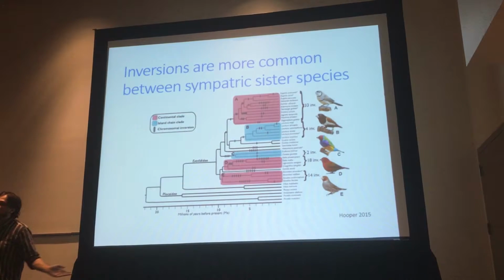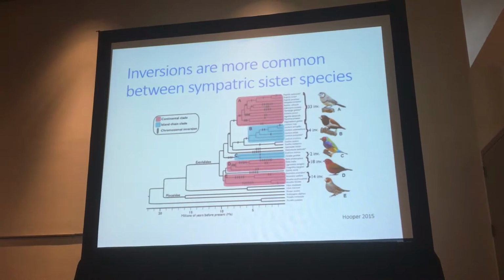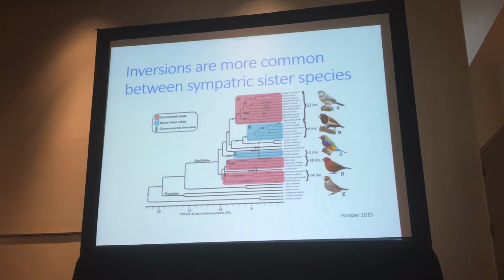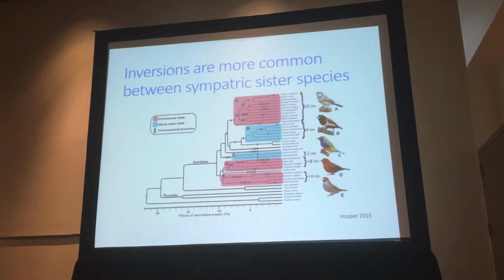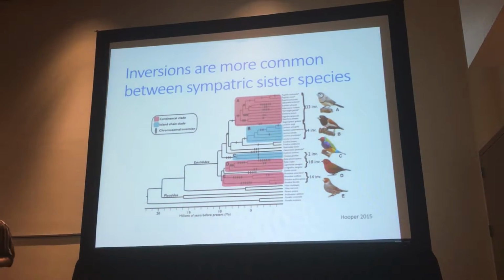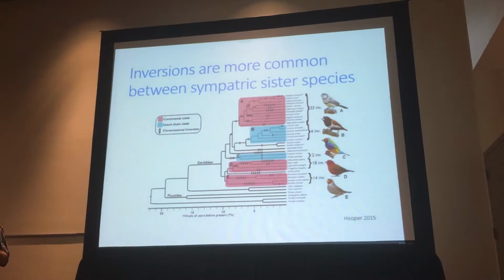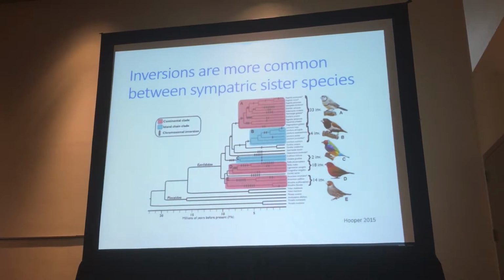This is from a study by Dan Hooper just from last year, where he looked at continental clades of birds, which tend to be sympatric, versus island chain clades of birds, which tend to be allopatric, and found that inversions are far more common among the continental clades.